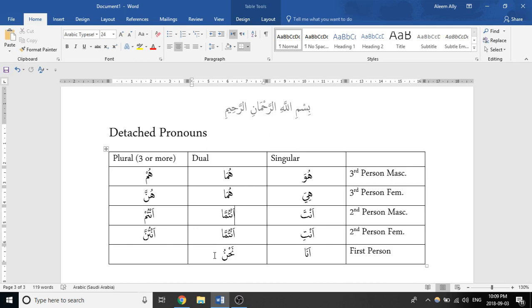So the real question that comes out of this is, what happens when you have both guys and girls together? Well, in Arabic, automatically, if there's one masculine person, just one masculine person, that's all it takes, it defaults to being masculine for the entire group. Alright? And that's pretty much detached pronouns in a nutshell.